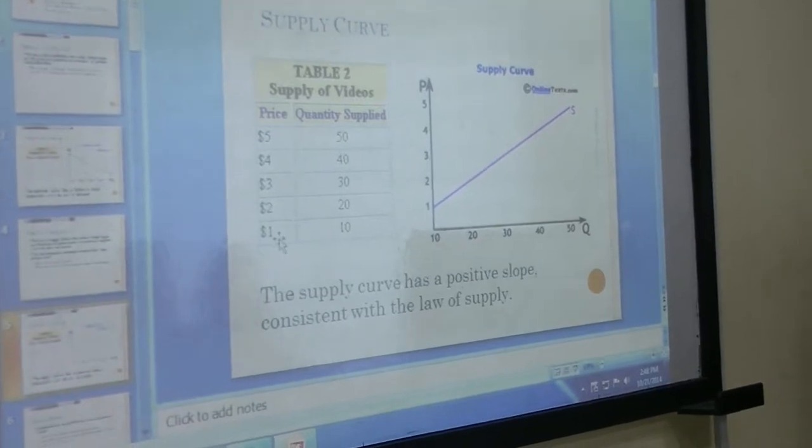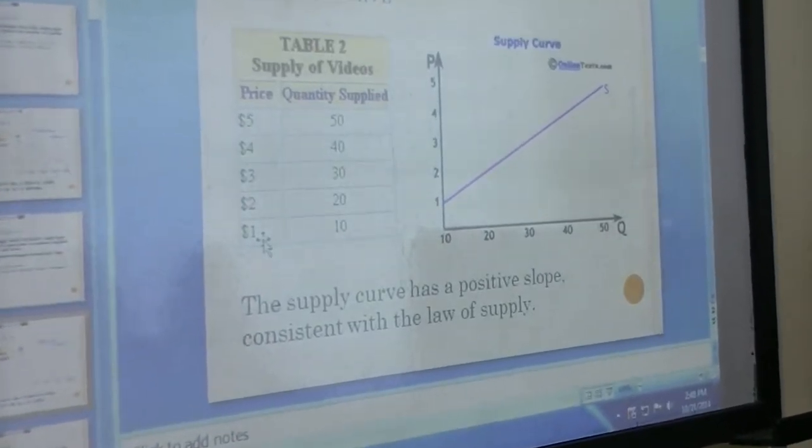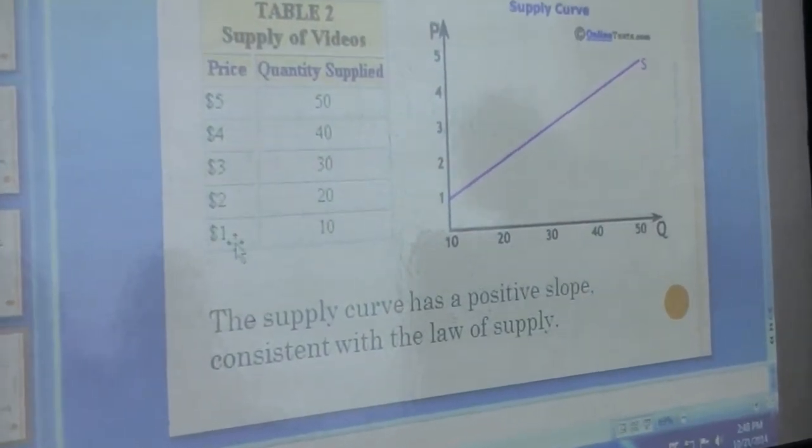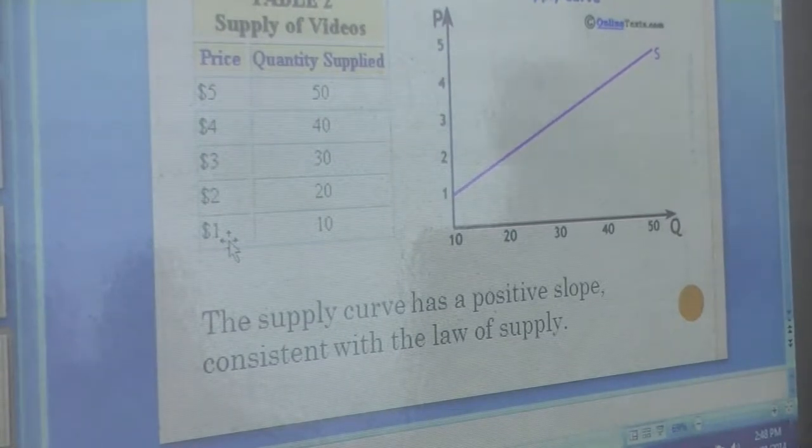When the price is $1, it does have a dollar sign. When they created this, they forgot to change it. It should be taka, one taka. So for $1, that's what they said, 10 units are willing to be supplied.